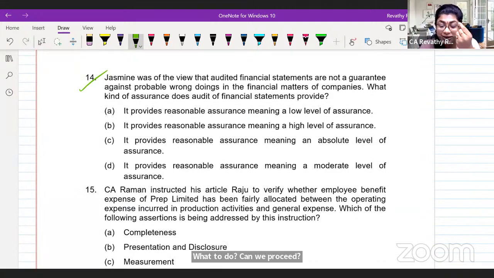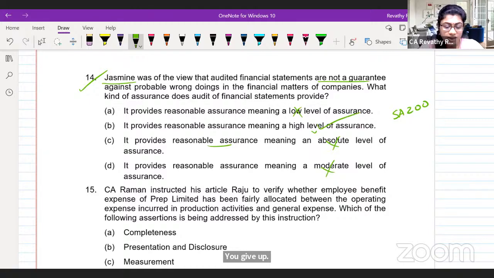Jasmine was of the view that audited FS is not a guarantee against the wrongdoings of the company. What is the kind of assurance? I won't read this question. If you want, you read and say the answer. Such a question, why am I supposed to read? If such a question comes, it's like a lottery ticket. You say 200. You give a reasonable assurance, which is a high level of assurance. Low level is for review. Moderate assurance.